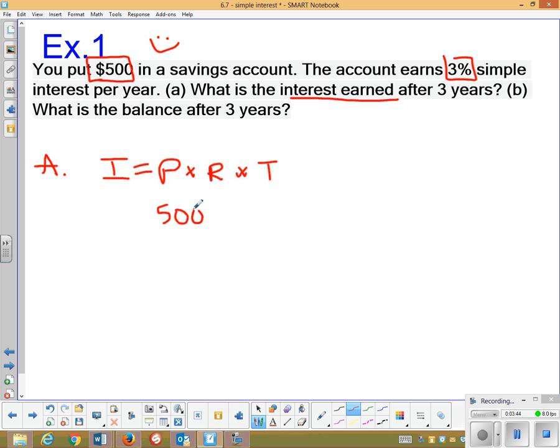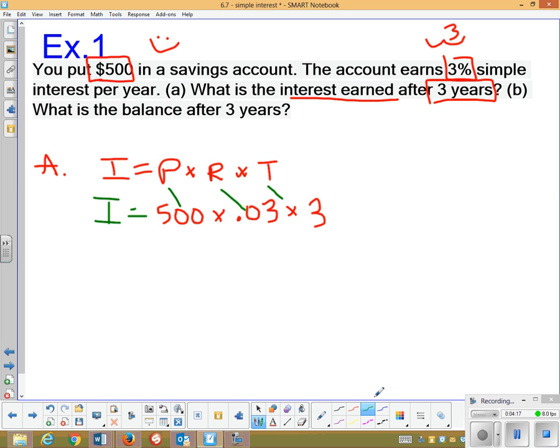Don't forget, that's the P. Now the 3% represents the rate. And remember, rate has to be in a decimal. So 3% is going to be 0.03. So I'm going to put 0.03. Now the time, it did say for how long? 3 years. So I can put here times 3. If you notice, each one of these has a value. Now what we're looking for then will be the I. So our interest is what we're looking for in A.